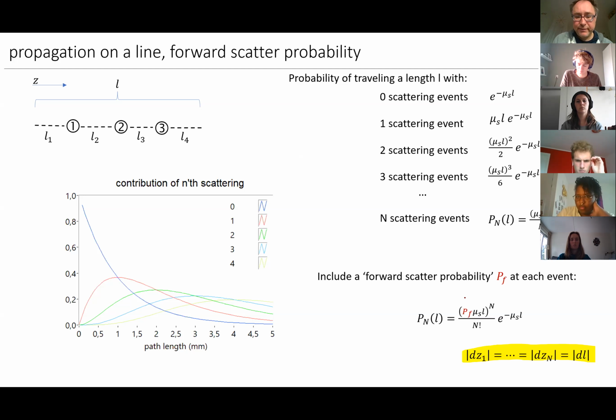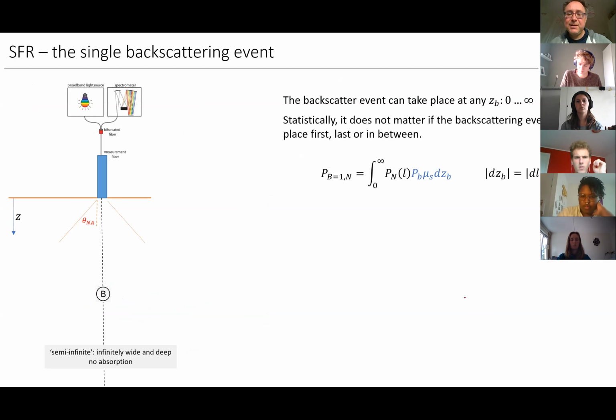All right, but now let's look at this actual geometry. What we're assuming is that we have this fiber that is in contact with the tissue, and we're only looking at photons that propagate along, let's say, the black dotted line. They can have an arbitrary number of events in the forward direction, but they will have only one backscatter event.